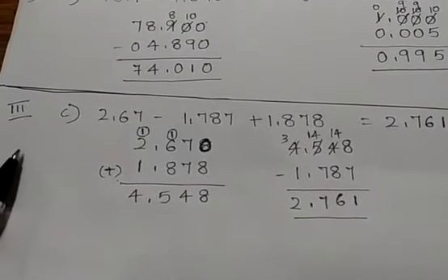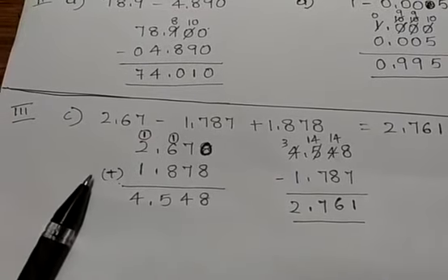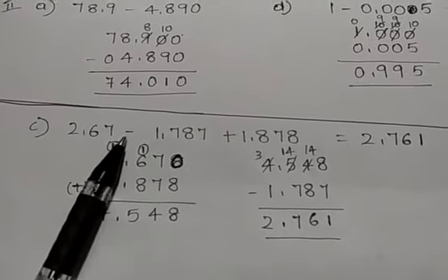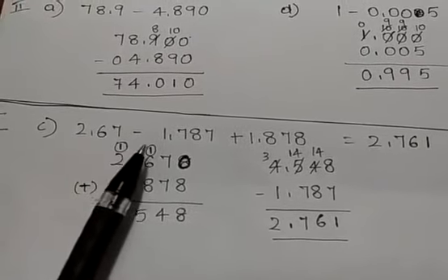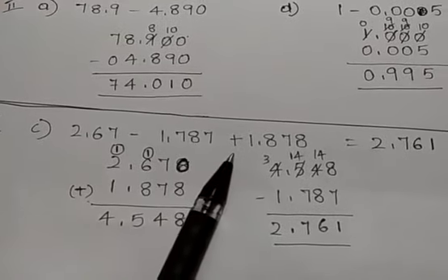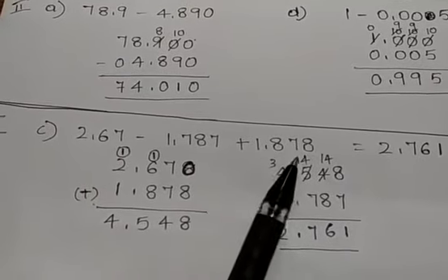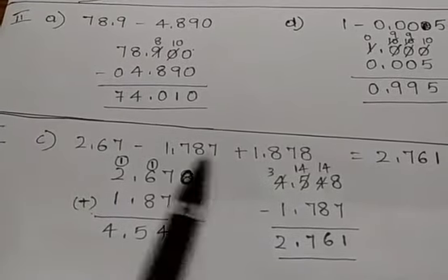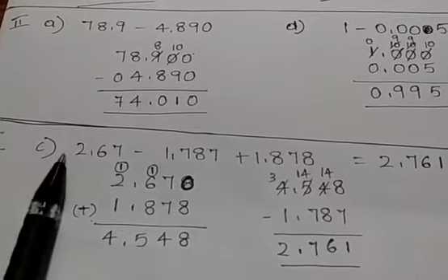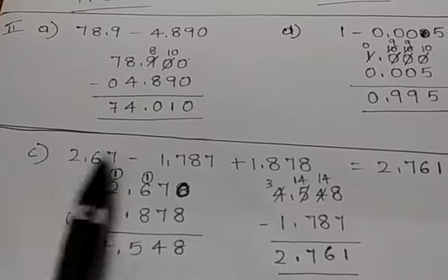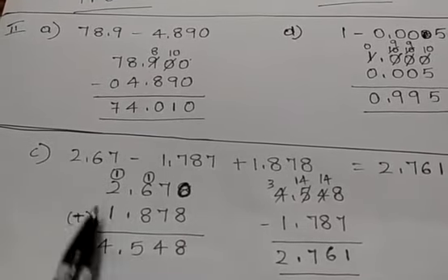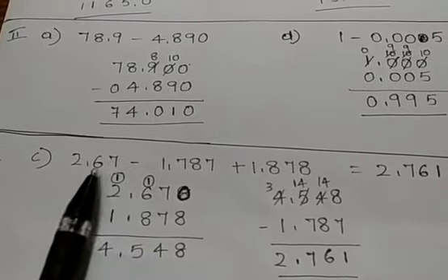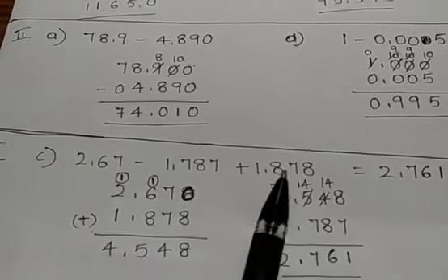Next we will move on to the third main. Simplify the following. I am doing the third one here: 2.67 minus 1.787 plus 1.878. So observe the numbers here and observe the signs also. Here nothing is there, so it is a positive sign. Take the two positive signs together. We will add the numbers which have the same sign, that is 2.67 and 1.878.